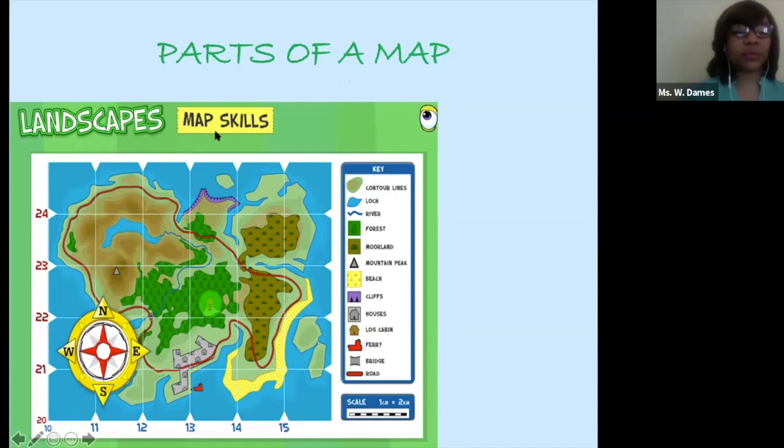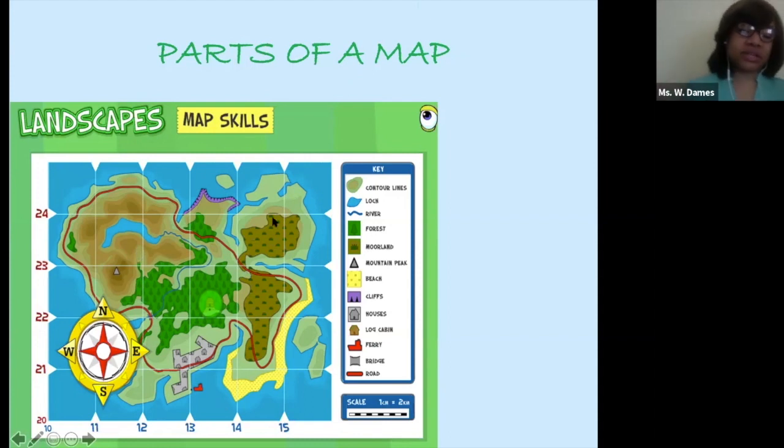Okay, then we also have our compass. Our compass, of course, shows us the direction in which we are moving. And then another one, like Raven said, you have your border. The border of the map is also very important because it actually outlines all that's included in this map.